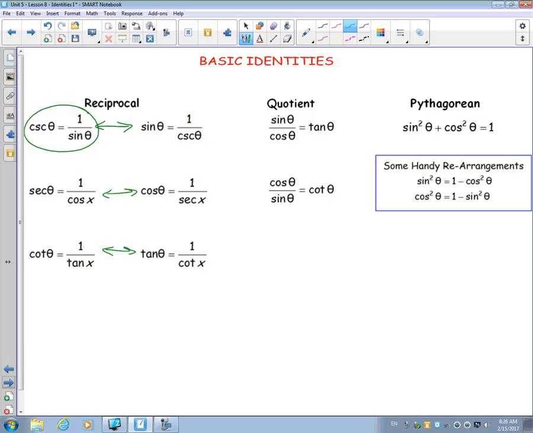Okay, we've proven sine over cos is tan. Well, the reciprocal is also true. So if you flip tan over, you get cotan. Sine over cos becomes cos over sine. And then the other one we proved, sine squared plus cos squared is 1. And we have some handy rearrangements, just taking that equation and rearranging it. Those things are really helpful for us. I'm not going to expect you guys to memorize these. You get them for the test. I just want you to be able to use them.